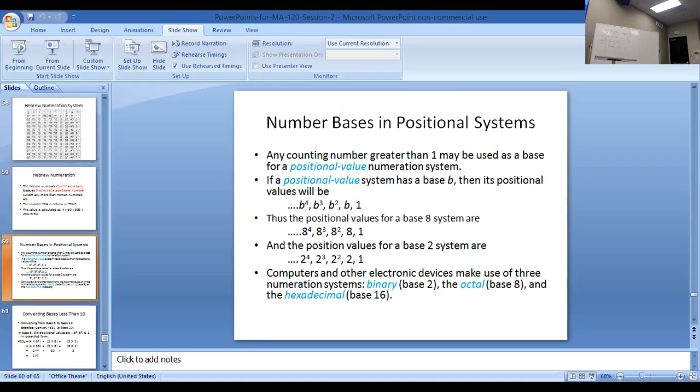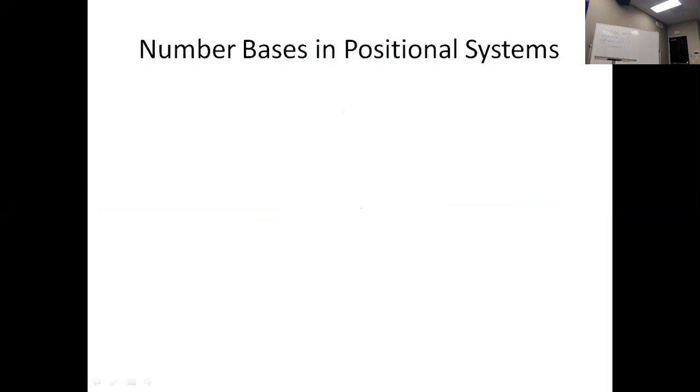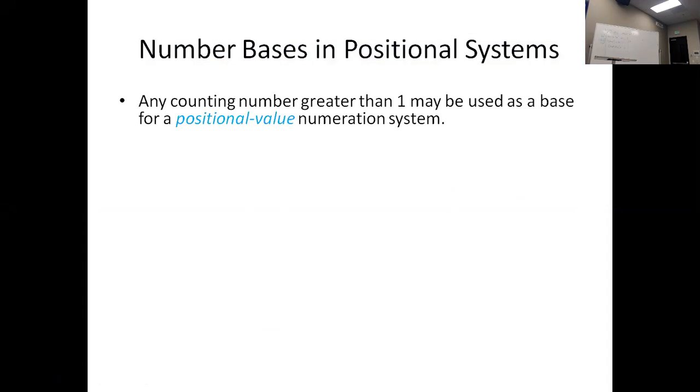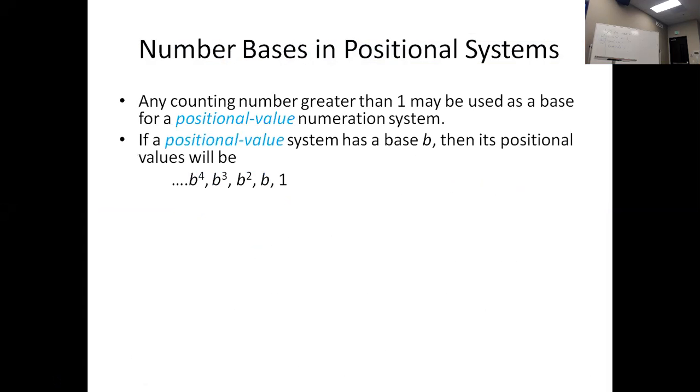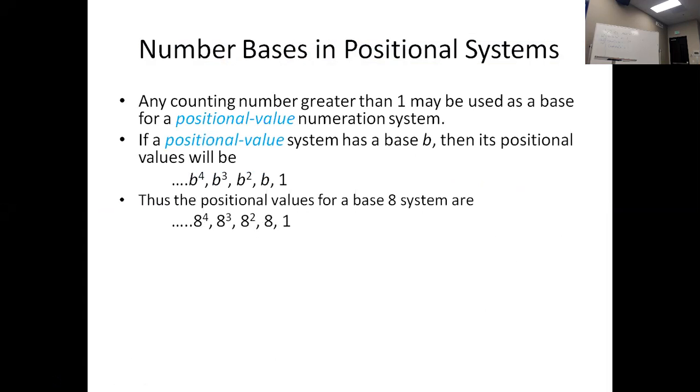All right. Number base position. Let me make this bigger. Any counting number greater than 1 may be used as a base for a positional value numeration system. A positional value system has a base. So we have b to the power of 0, b to the power of 1, and so on. For example, if our base instead of 10 was 8, the positional value of the first, furthest right digit would be 1, then 8, 8 to the power of 2, 8 to the power of 3.